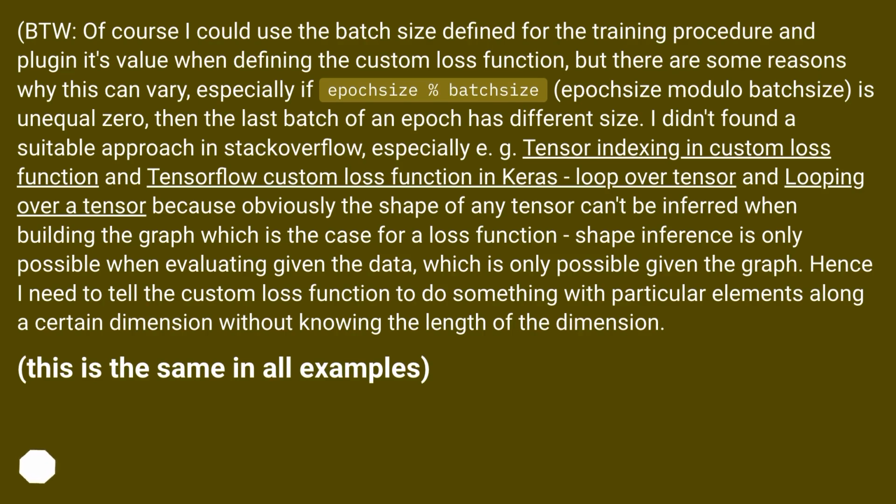I didn't find a suitable approach on Stack Overflow, e.g. tensor indexing in custom loss function, TensorFlow custom loss function in Keras, loop over tensor, and looping over a tensor, because obviously the shape of any tensor can't be inferred when building the graph, which is the case for a loss function. Shape inference is only possible when evaluating given the data, which is only possible given the graph. Hence I need to tell the custom loss function to do something with particular elements along a certain dimension without knowing the length of the dimension. This is the same in all examples.